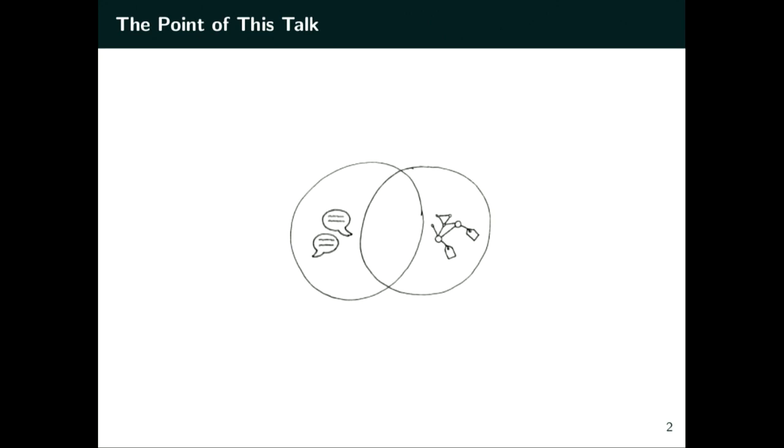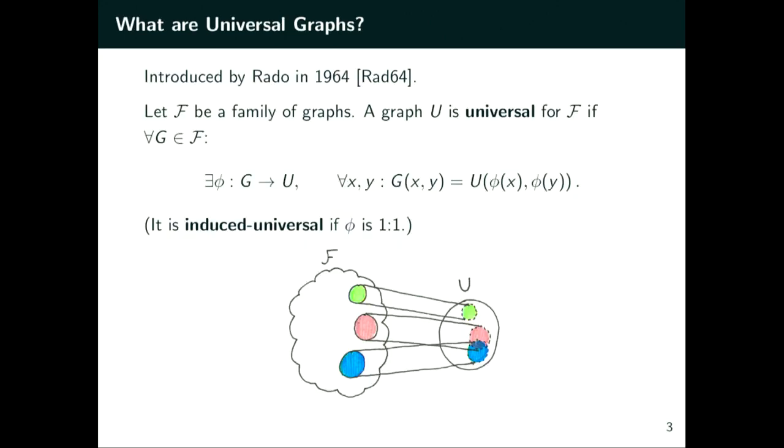In order to do that, we should first review what those things are, universal graphs and graph labeling. A universal graph was introduced by Rado quite a while ago. We have a family F of graphs, a set of graphs. A graph U is universal for that set if for every graph G in the family, there exists a mapping phi that takes the vertices of G to the vertices of U, so that for every pair of vertices in G, they are adjacent if and only if their images are adjacent in U. In other words, U has a copy of every graph G in F somewhere inside it.